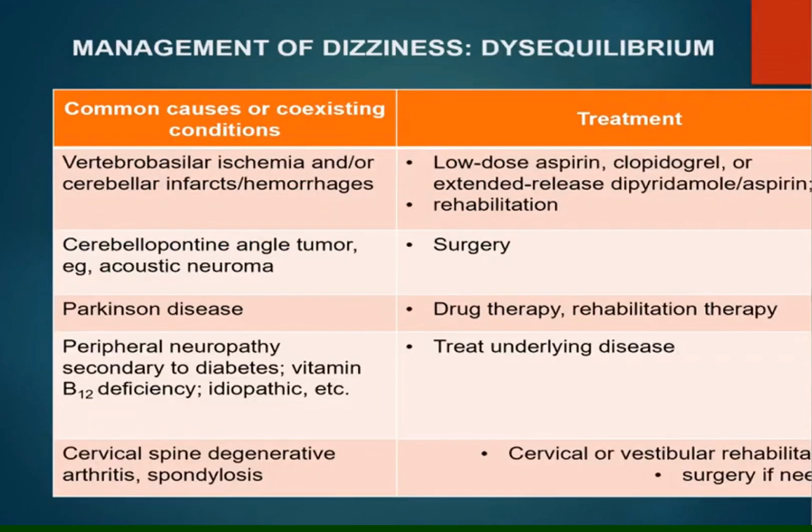In terms of disequilibrium, conditions that are associated with ischemia, it could be TIAs, for example, you want to use antiplatelet therapy. Also to recommend postural therapy or gait stability through physical therapy. If there's an acoustic neuroma, referral to ENT or neurosurgery would be useful.